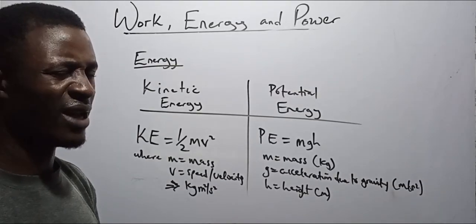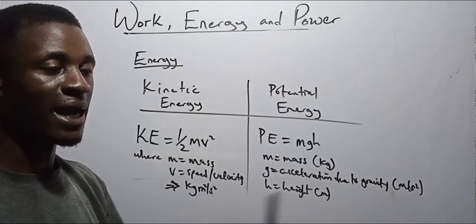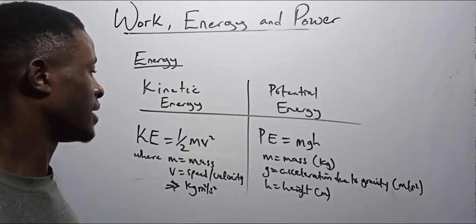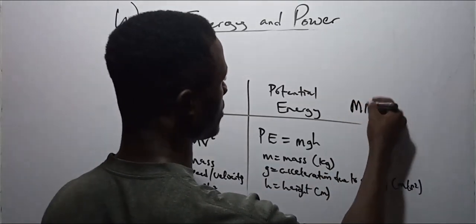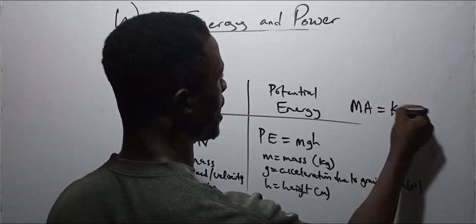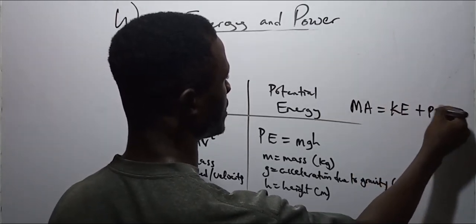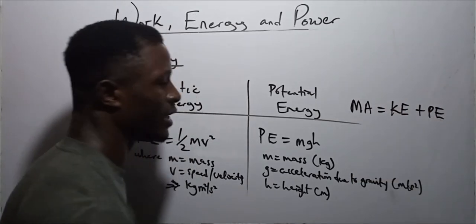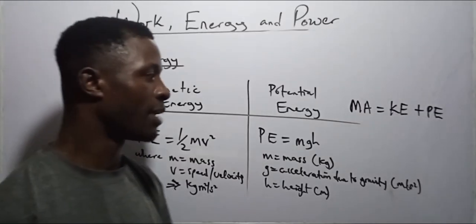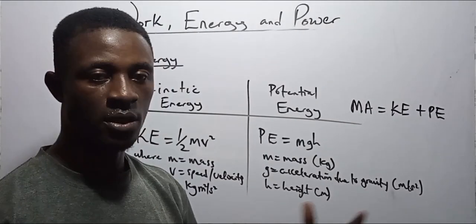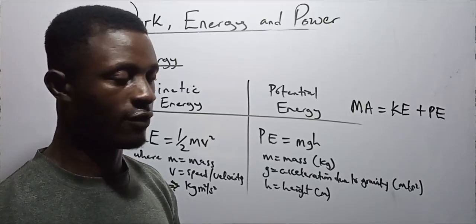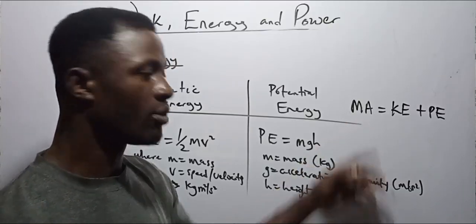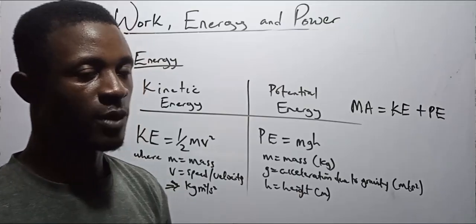And I also gave you another example of energy that day. I called it mechanical energy. Mechanical energy is the addition of kinetic energy and potential energy. So let me write it here. Mechanical energy is denoted as ME. ME is the addition of kinetic energy and potential energy. So if you are given the kinetic energy and potential energy of a particular working machine or instrument or whatever, if you add the two together, that will give you the mechanical energy of that particular object.